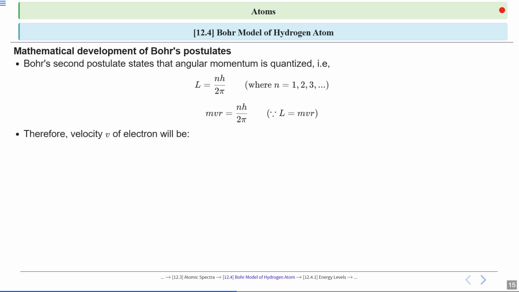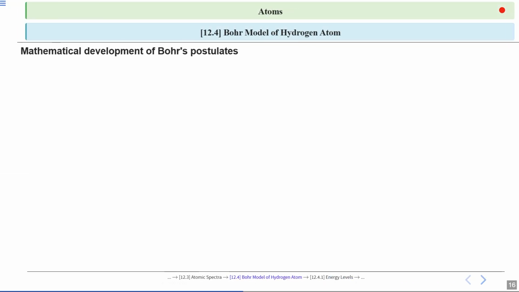Now let's solve for the velocity v of the electron. By rearranging the equation, we see that v equals nh divided by 2 pi mr. This tells us the electron speed depends on the quantum number n, Planck's constant h, the electron mass m, and the radius r of its orbit. Okay, so this is the formula, v equal to nh upon 2 pi mr. To summarize, we have shown how Bohr's postulate leads to a specific formula for the electron velocity in its orbit.